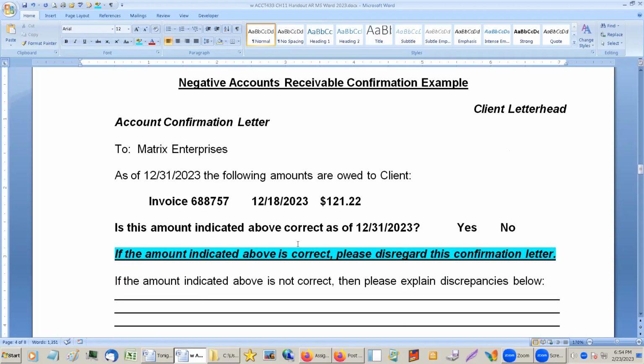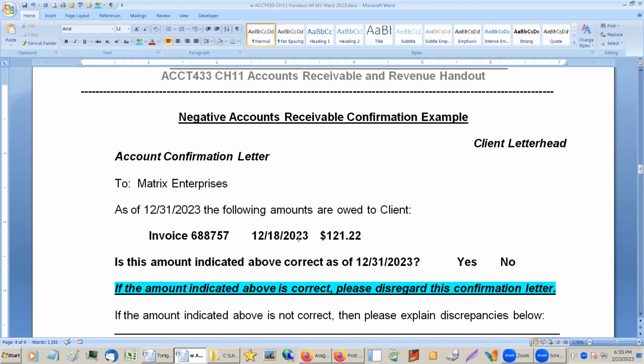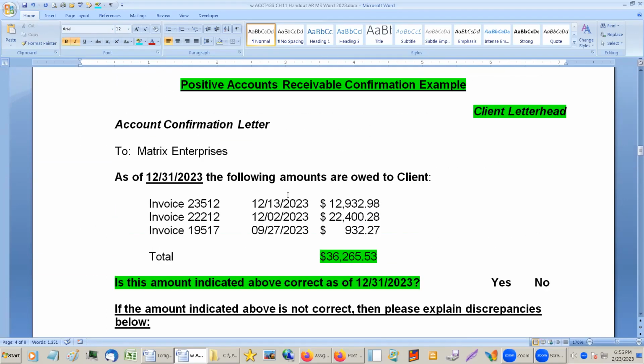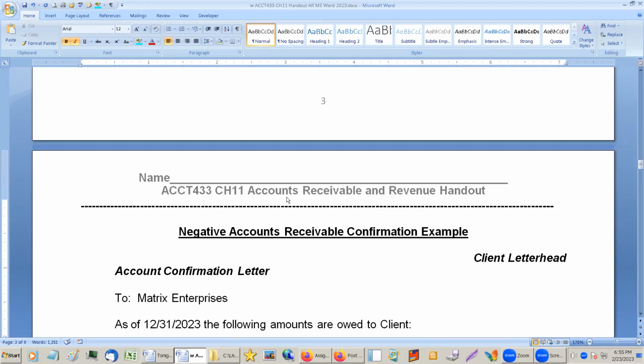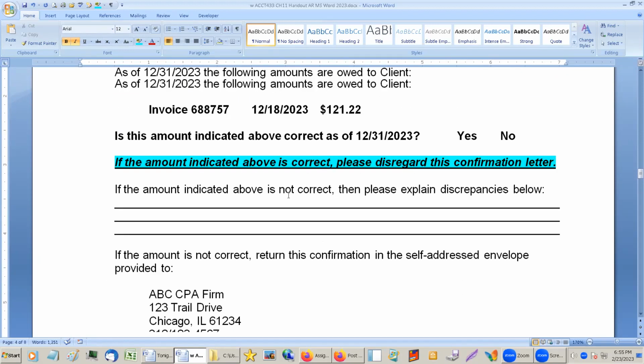Okay, so negative confirmations, we only want it back if there's a problem. If there's no problem, don't send it back, throw it in the garbage. So positive confirmation, we get them all back. Negative confirmation, only get them back if there's a problem.